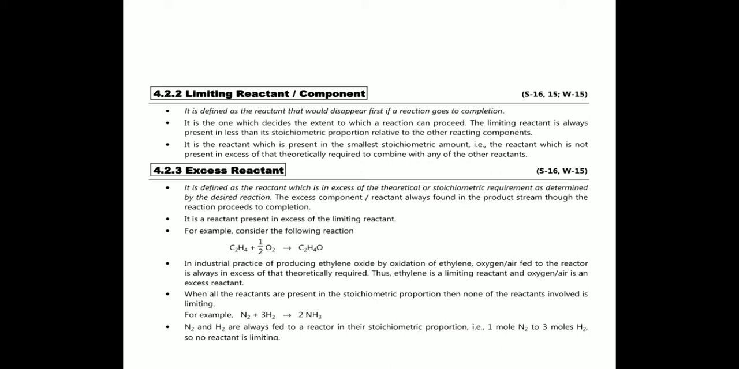For example, for producing ethylene oxide by oxidation of ethylene, air should be fed to the reactor. Air should always be in excess of the theoretical requirement, and ethylene is the limiting reactant and oxygen is the excess reactant. When all the reactants are present in stoichiometric proportion, then none of the reactants is limiting. Now the second case: nitrogen reacts with hydrogen and gives ammonia. N2 and H2 are always fed to the reactor in stoichiometric proportion, that is, 1 mole nitrogen to 3 moles hydrogen. So no reactant is limiting.